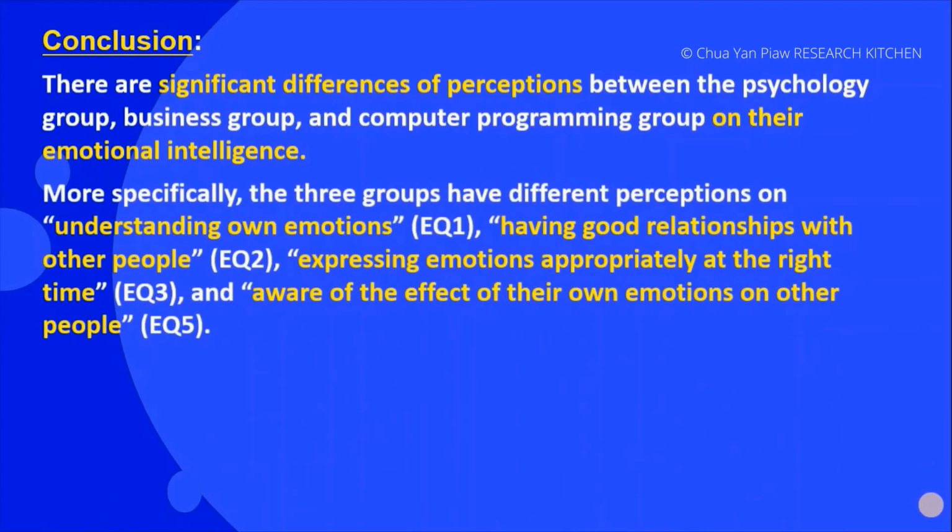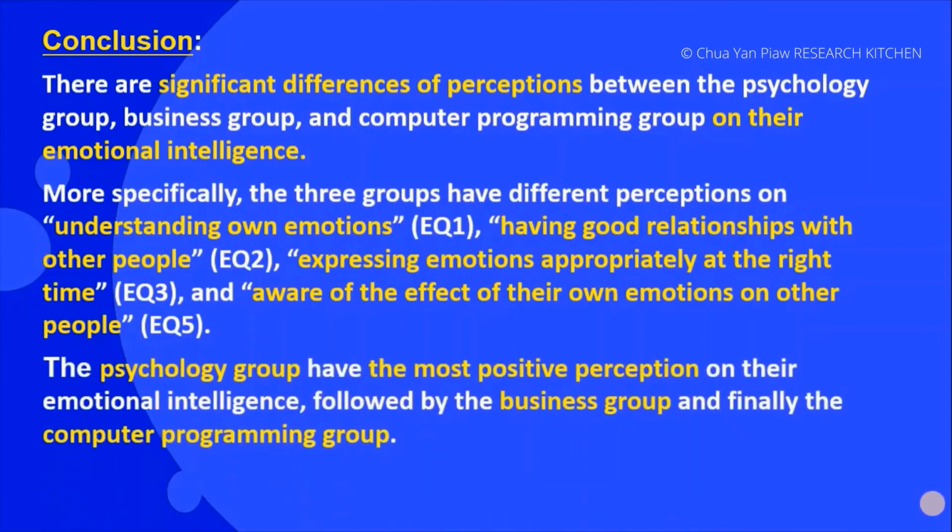More specifically, the three groups have different perceptions on understanding emotions, having good relationships with other people, expressing emotion appropriately at the right time, and being aware of the effect of their own emotion on other people. The psychology group has the most positive perception of their emotional intelligence, followed by the business group, and finally the computer programming group.